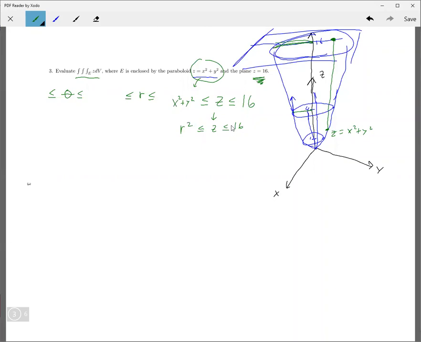That's why they ask you to do it in cylindrical coordinates, because this part right here becomes very easy, as opposed to having to deal with that, which might make it difficult, or maybe impossible to do the integration. Okay, and then what are the bounds on r?